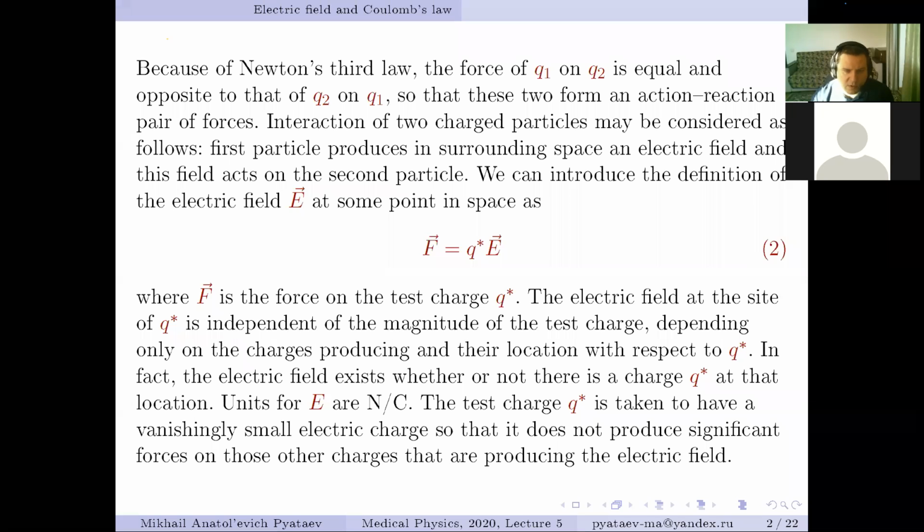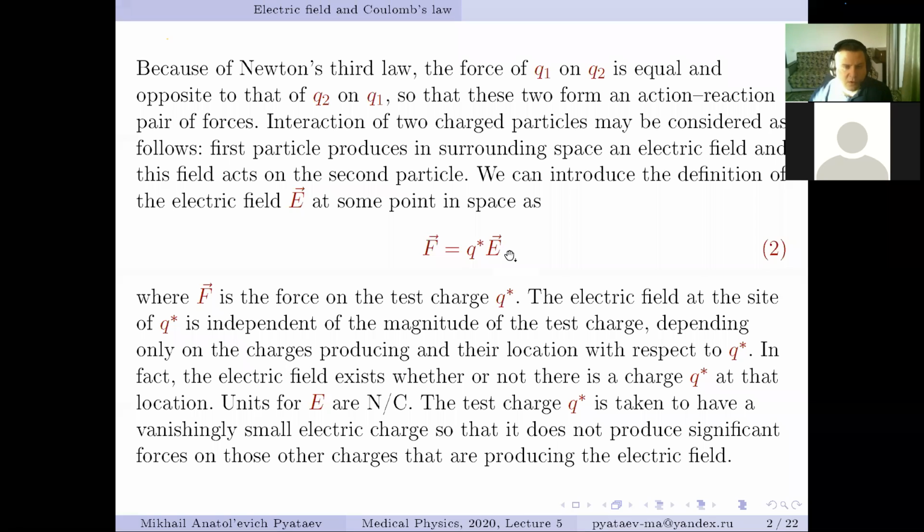So, for example, if we have some antenna which creates an electromagnetic wave, the wave goes away from the antenna and it exists even if the antenna disappeared. So this phenomenon is a manifestation of the fact that the electromagnetic field is a new type of material which can exist without the charges which created it.